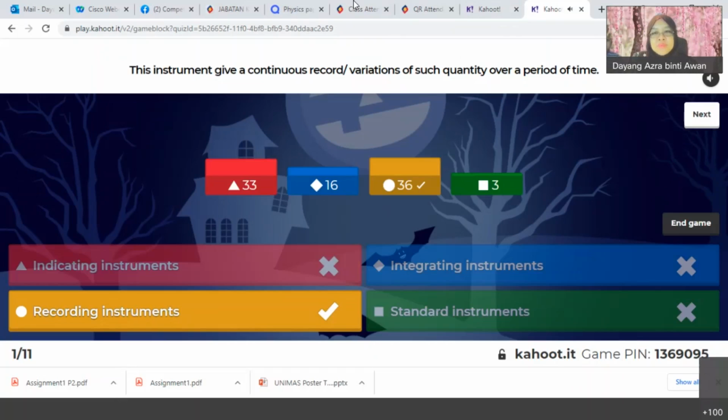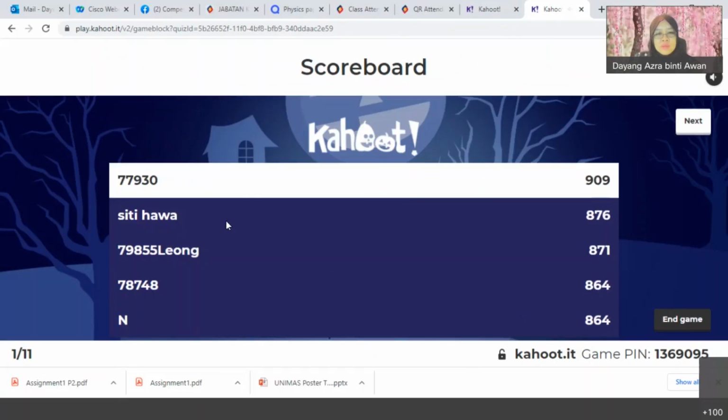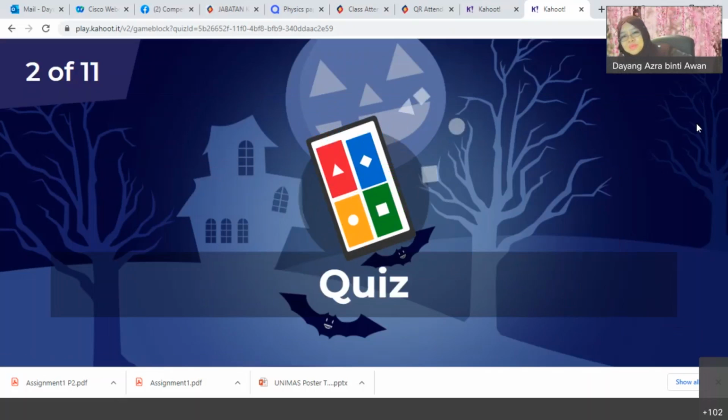So you can see that the answer is number yellow one. Okay, never mind. Next, the highest is 77930. So this mark is based on apa? Kecepatan you. Lagi cepat you jawab, lagi tinggi punya markah, although you jawab betul lah. Okay.